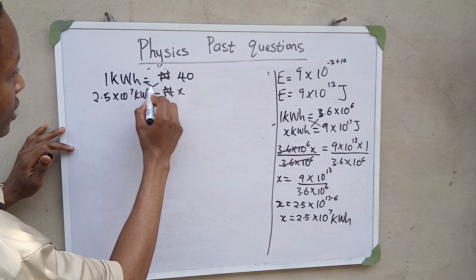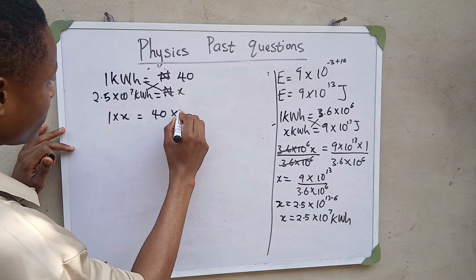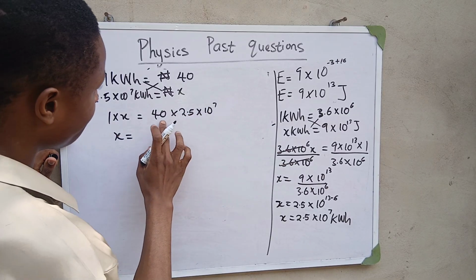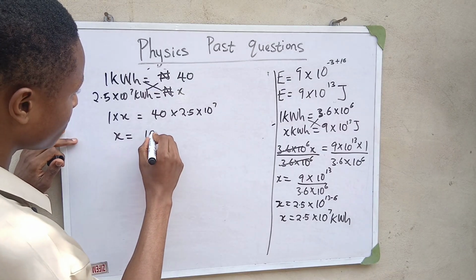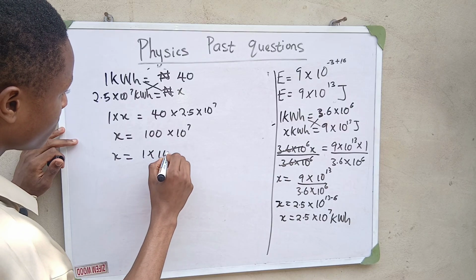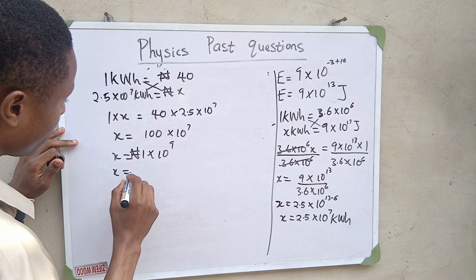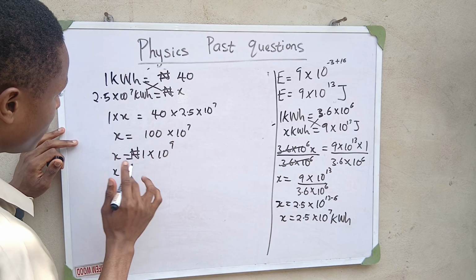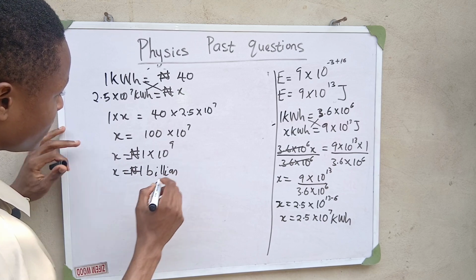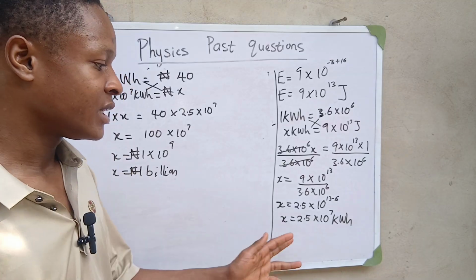So cross multiplying, we have 1 times x is equal to 40 times 2.5 times 10 raised to the power 7. So therefore x is equal to 40 times 2.5, which gives us 100, times 10 raised to the power 7. So x is 1 times 10 raised to the power 9 naira. So they are going to make 1 billion naira from this. So that is how much they are going to make from this amount of energy.